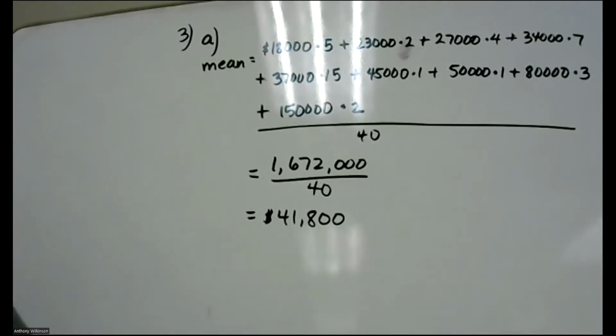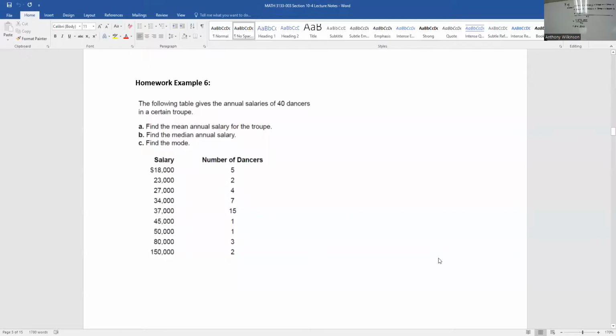All right, now let's look at part B, where you're going to have to find the median annual salary. That would be the middle number. Let's think of this. The middle number, what's half of 40? 20. So that means we need to find the 20th number in this data set. And by looking at this, if I add 5 and 2, that's going to be 7. Then 7 plus this 4 would be 11. 11 plus this 7 would be 18.